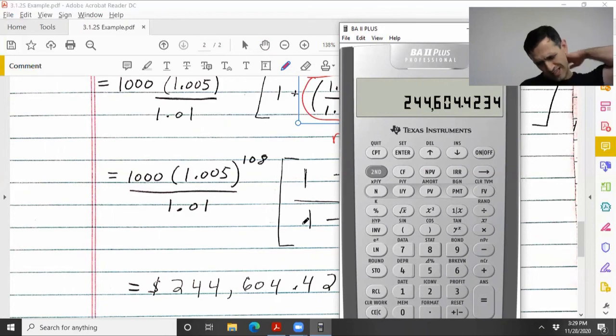244,604.42. So using this calculator for calculations really isn't that bad if you are careful with parentheses and if you do things step by step and you make judicious use of the storage keys, that's why they're there. I maybe would actually use the TI-30XS MultiView for doing these calculations, as I mentioned before. You're allowed to have both calculators for exam FM, but even just using the BA II Plus really isn't that bad. So hopefully this helped.